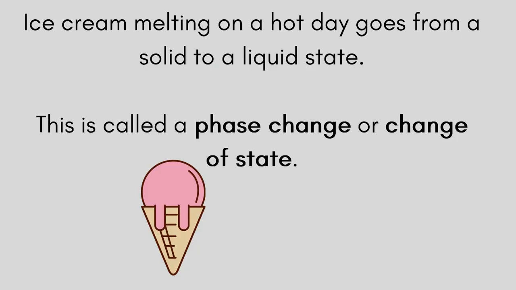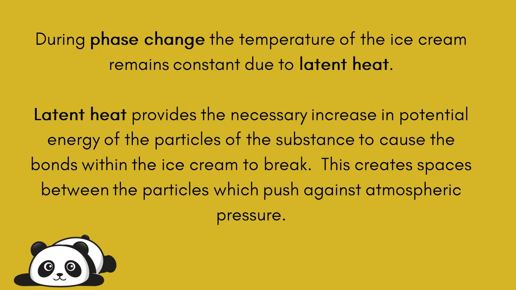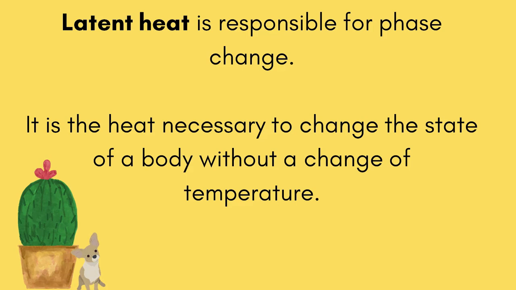Ice cream melting on a hot day goes from a solid to a liquid state. This is called a phase change or change of state. During phase change, the temperature of the ice cream remains constant due to latent heat. Latent heat provides the necessary increase in potential energy of the particles of the substance to cause the bonds within the ice cream to break. This creates spaces between the particles which push against atmospheric pressure. Latent heat is responsible for phase change. It is the heat necessary to change the state of a body without a change of temperature.